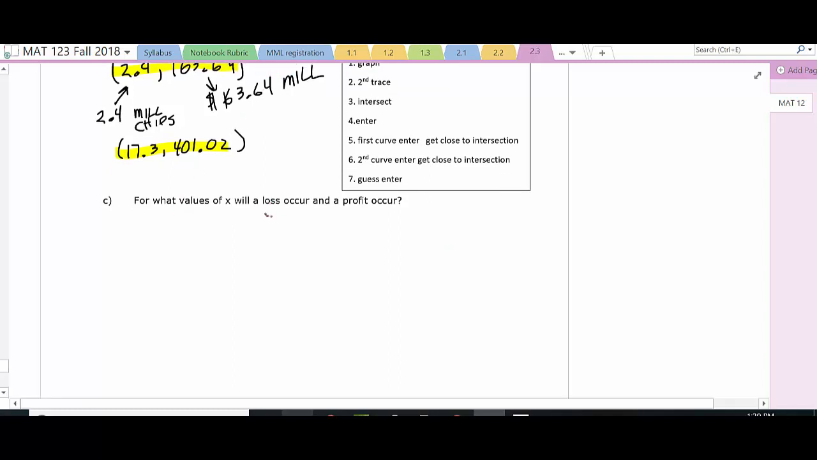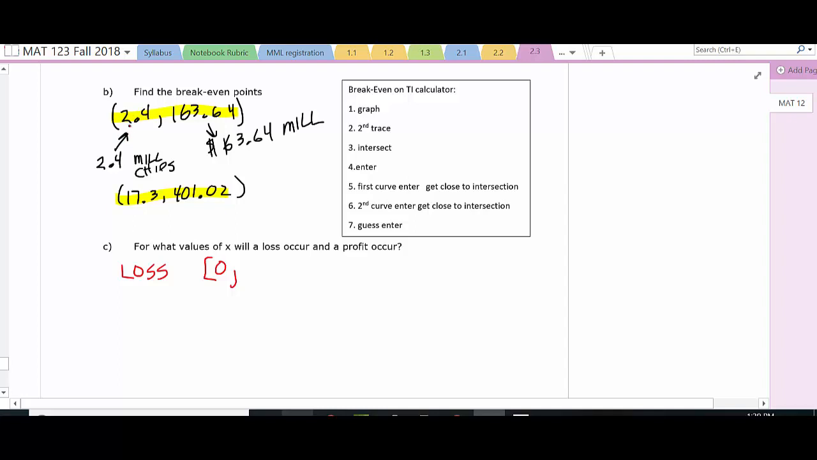What values of x will loss occur? So a loss is going to occur on an interval just from 0 until you get to that break-even point, which is 2.4. So in between there, you're going to have a loss. Then it's going to be from 17.3 until you get to 20, because the graph doesn't go beyond 20. That was a part of the problem. That's where your loss is. Now the profit, where does the profit happen? Just in the middle of those two, right? So your profit's going to happen between 2.4 and 17.3.